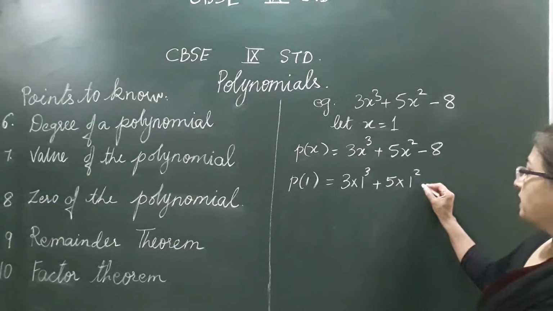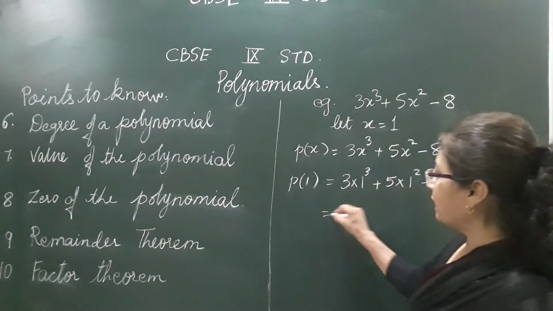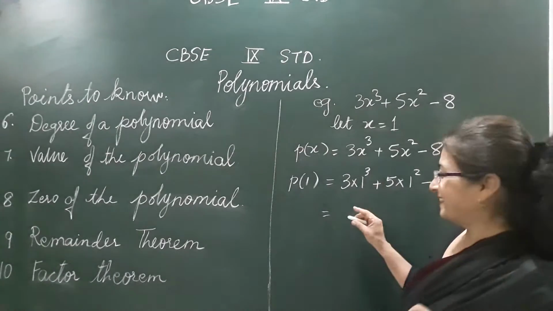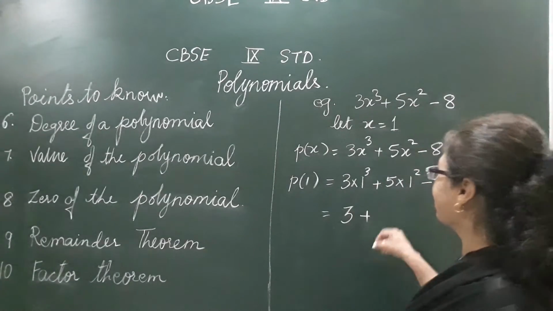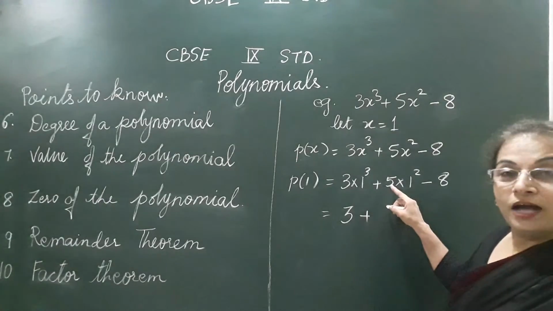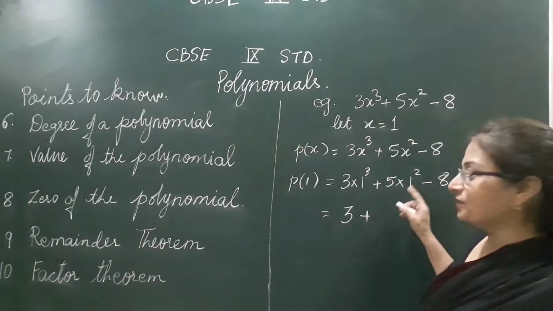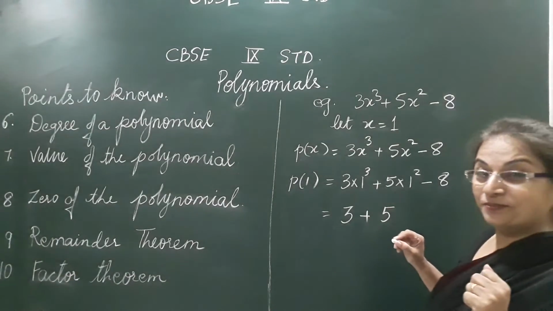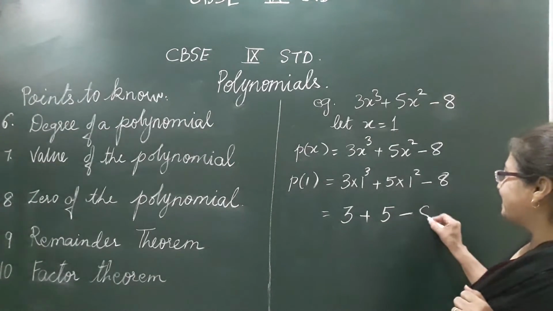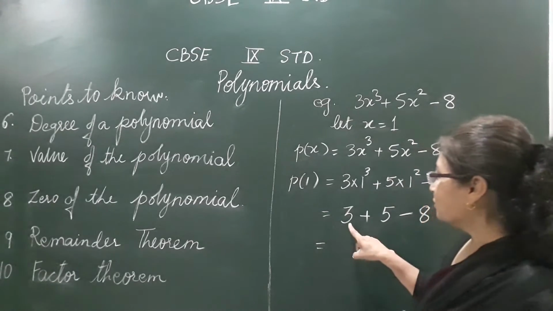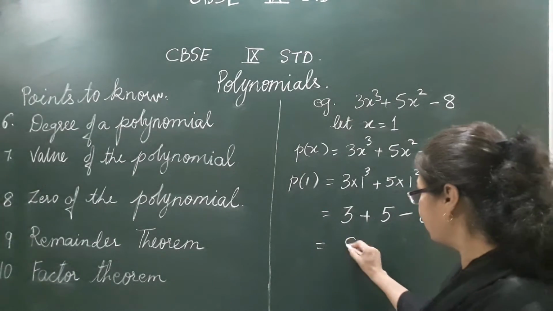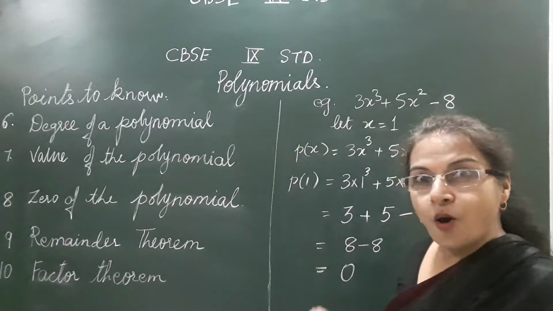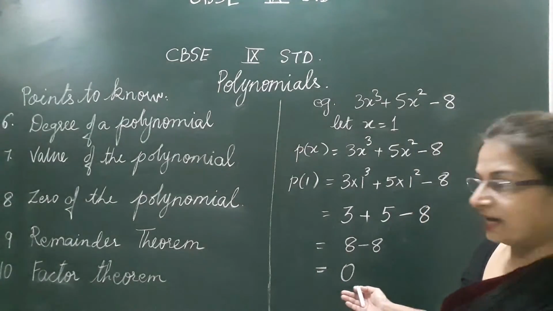And this has become 3 into 1 raised to 3 plus 5 into 1 raised to 2 minus 8. And now Renu, tell me, 3 into 1 raised to 3 will be what? Right, 3. And Mahashweta, tell me, 5 into 1 raised to 2 gives me what? 5. Oh my God, everybody is brilliant. So 3 plus 5 is 8, minus 8, answer is 0.